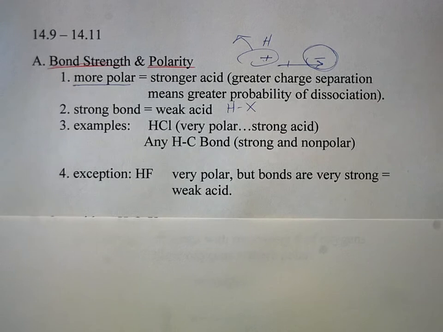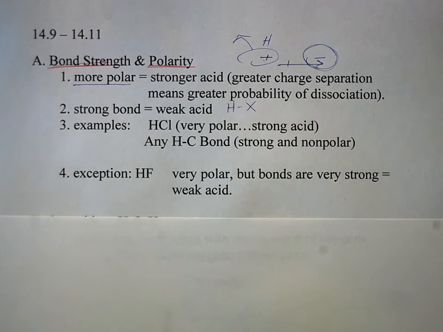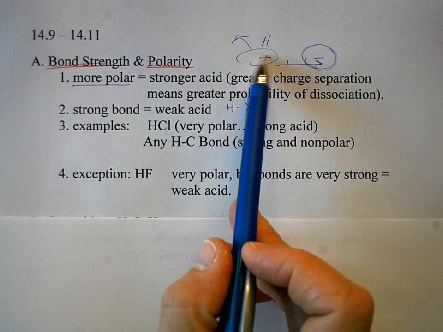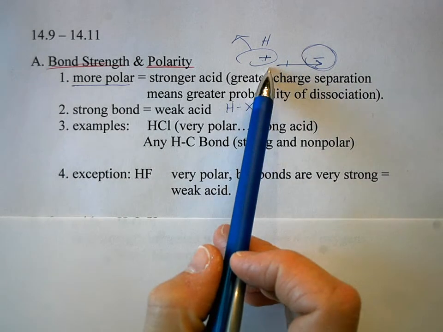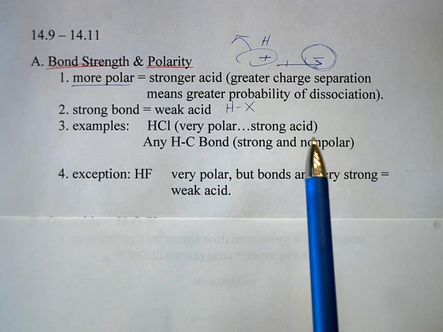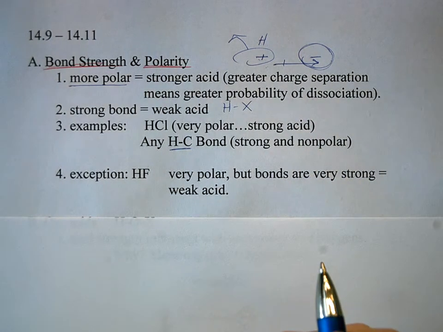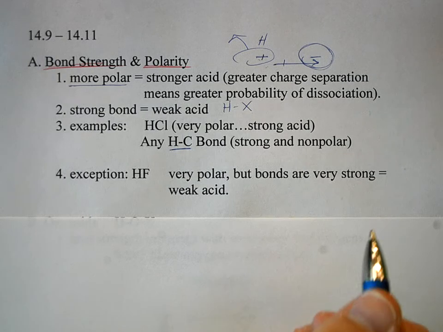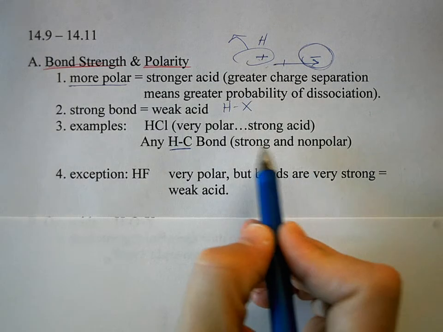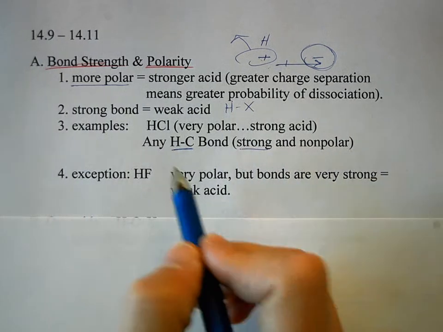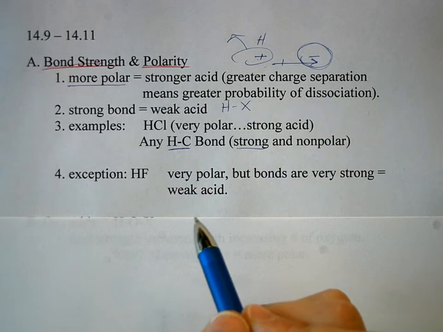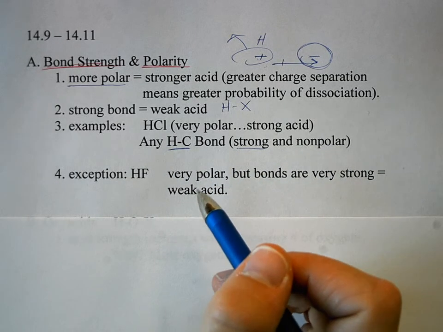Examples of this: hydrochloric acid is a very polar molecule and a very strong acid because it dissociates very easily. That hydrogen kind of falls off. It's the situation we have up here where it's very polar. And another example, any carbon-hydrogen bond is a nonpolar bond. It's also very strong. So they don't have any acidic properties. There's no dissociation of hydrogen ions.